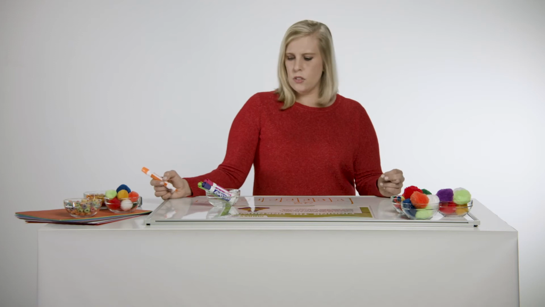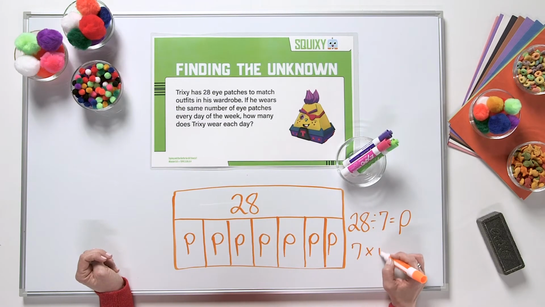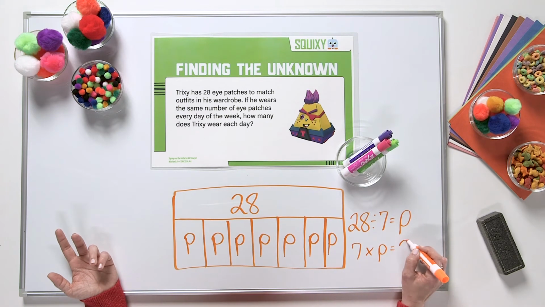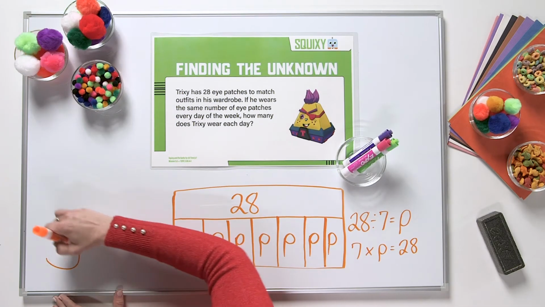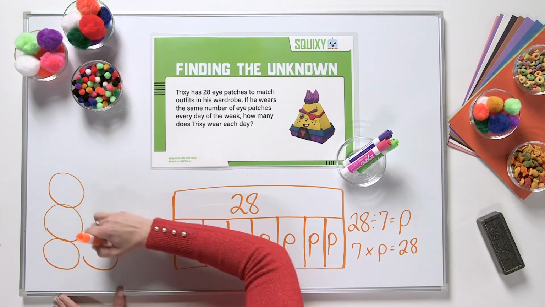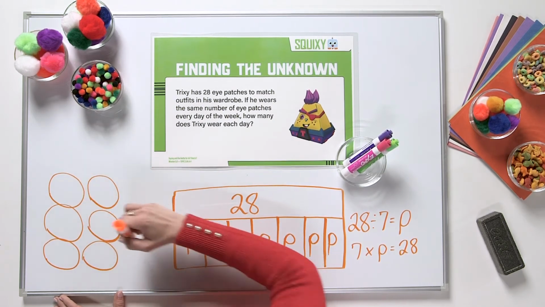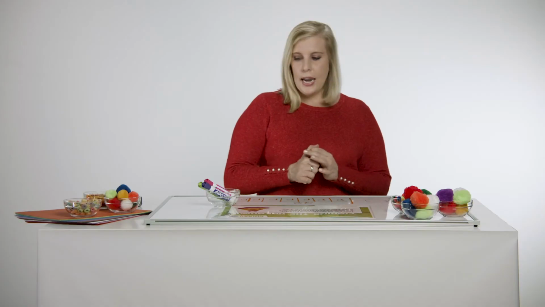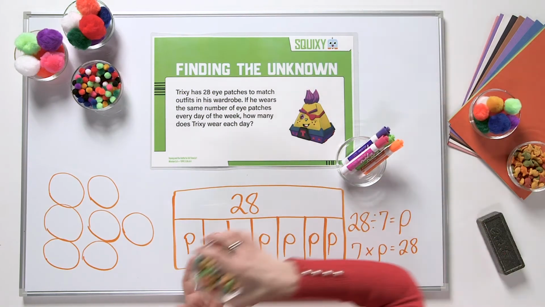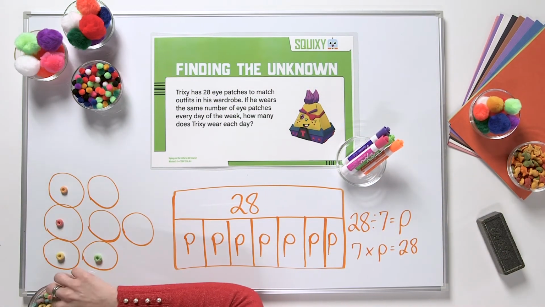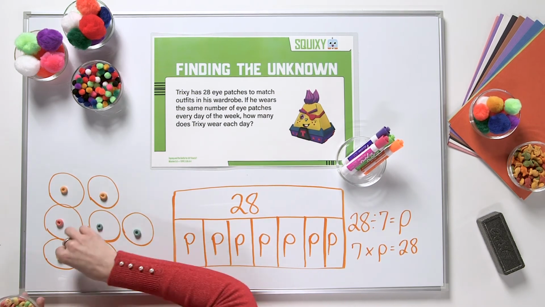How can I figure this out? I know that if I use the inverse operation, I can turn this into a multiplication problem. 7 times what, patches, equals 28. How many groups of 7 make 28? Let's try this. Here are my 7 groups. I need to figure out how many eye patches will go in each group. I will place 28 objects in 7 groups to find out.